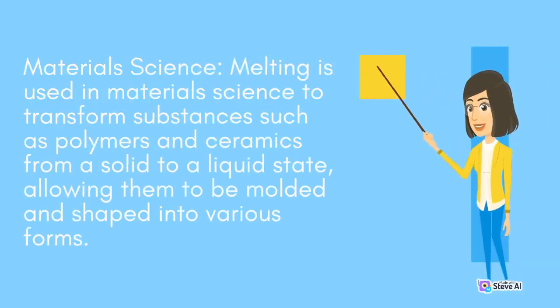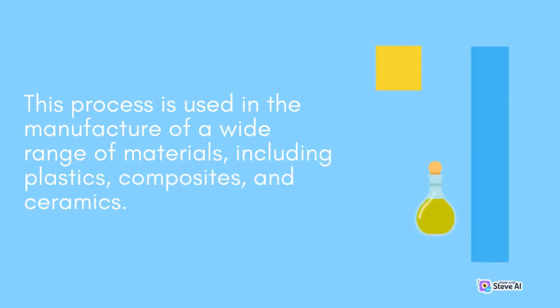Materials science. Melting is used in materials science to transform substances such as polymers and ceramics from a solid to a liquid state, allowing them to be molded and shaped into various forms. This process is used in the manufacture of a wide range of materials, including plastics, composites, and ceramics.